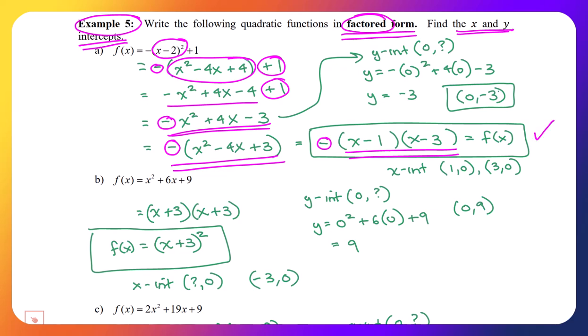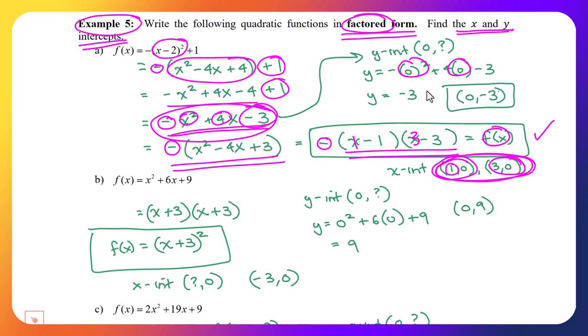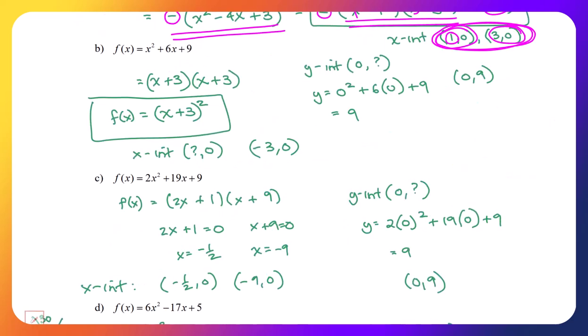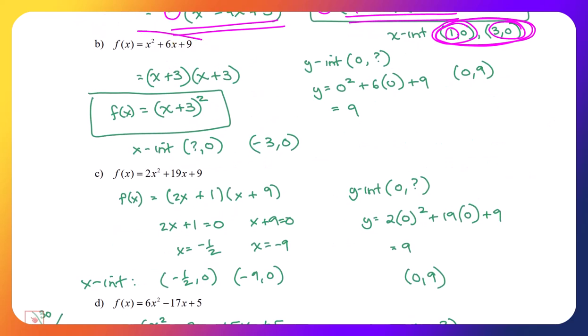Once it's in factored form, finding the x-intercepts is easy. To make this 0, x could be 1 or 3. But to find the y-intercept, I'd rather go back to here, plug in 0 here, and have negative 3 left for the y-intercept. Same goal here, to find this in factored form, but before I do that, let's grab the y-intercept.